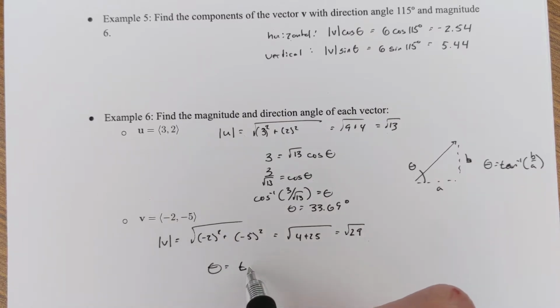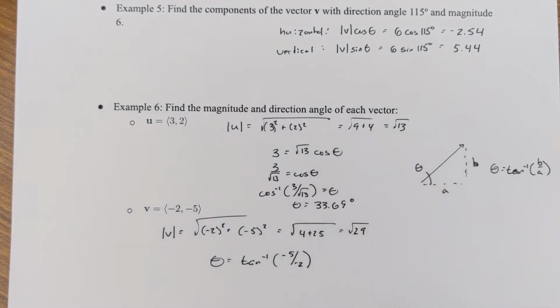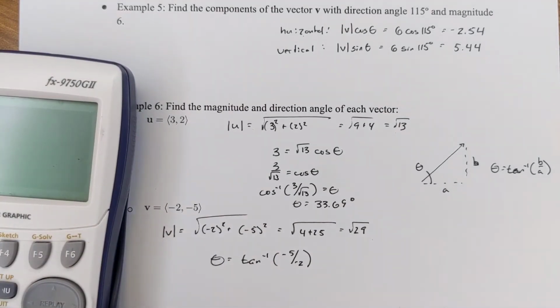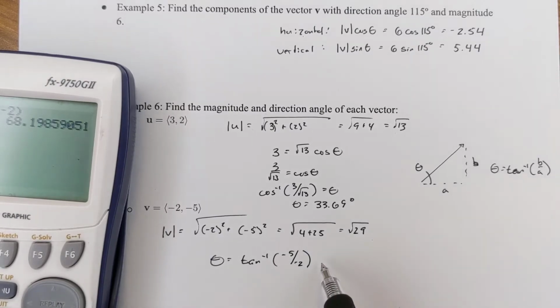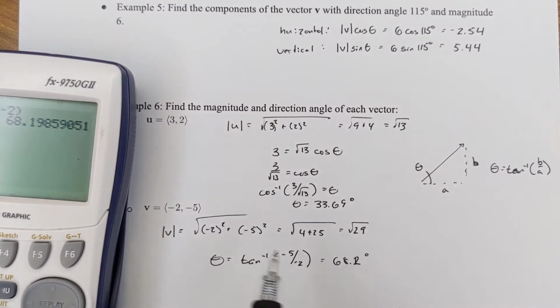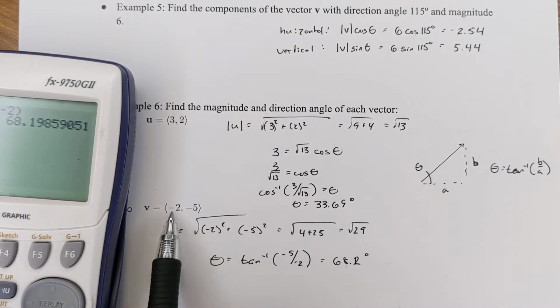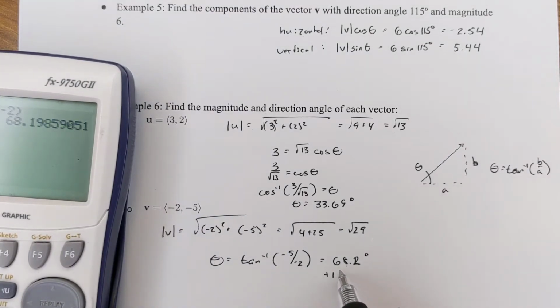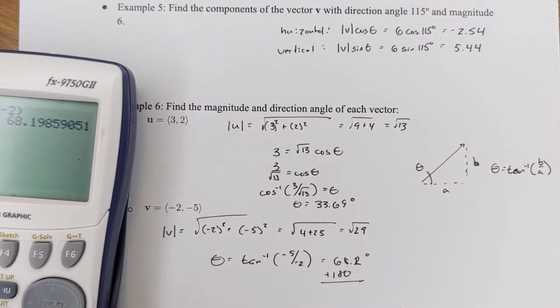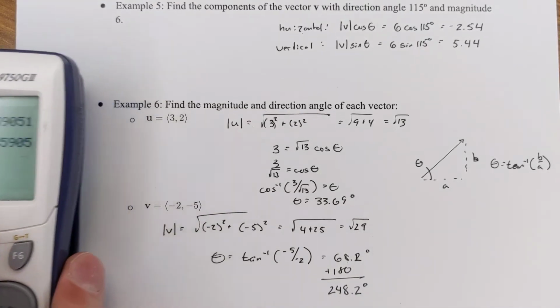So theta is the inverse tangent of B over A. So the inverse tangent of negative 5 divided by negative 2 gives me, if I work this out, 68.2 degrees. But that can't be the angle. This angle is in quadrant 1. This guy lies in quadrant 3. So I need to actually add 180 degrees to flip it around, get it pointing the right way. So the direction angle for this is actually 248.